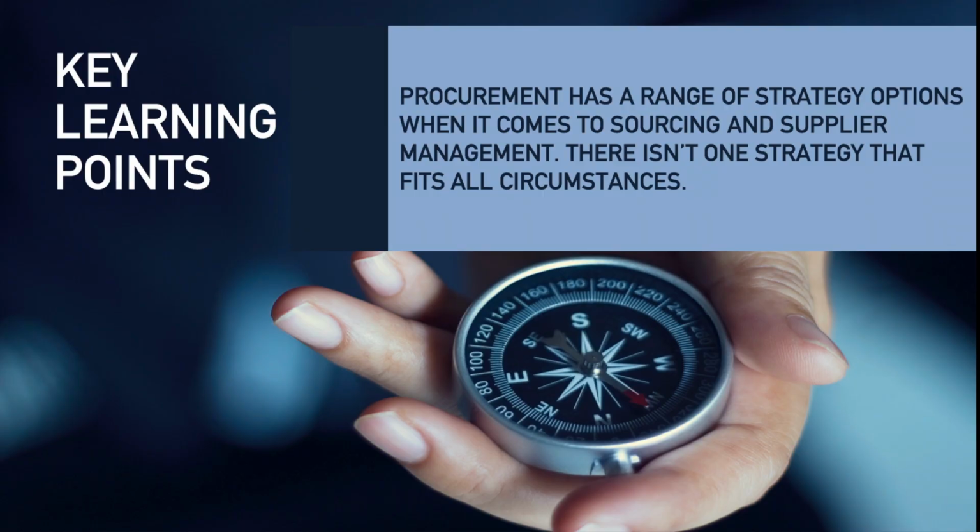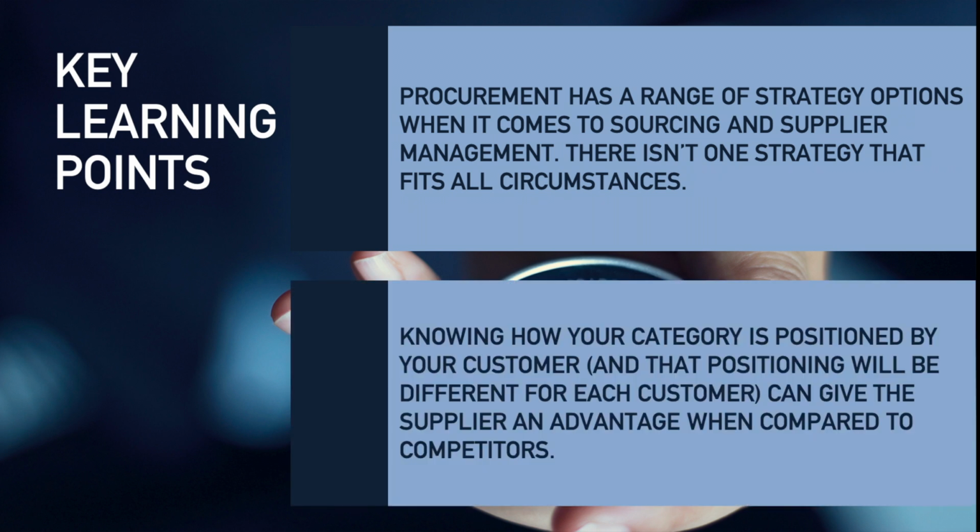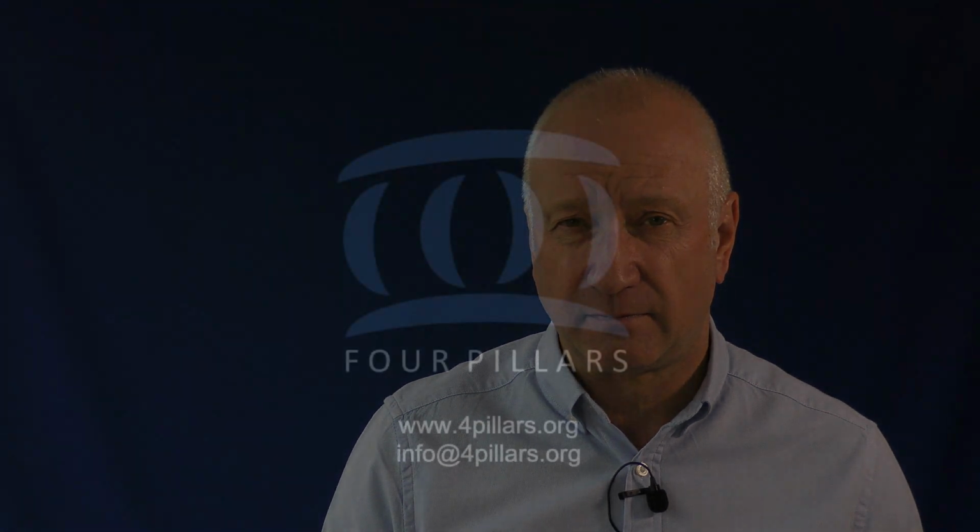However, suppliers can respond with relational and negotiation approaches that better align with their customers' own classification of the categories they support and be more successful. In the next video, I will explain what those strategies could be. In the meantime, things to remember. Firstly, procurement has a range of strategy options when it comes to sourcing and supplier management. There isn't one strategy that fits all circumstances. Knowing how your category is positioned by your customer, and that positioning will be different for each customer, can give the supplier an advantage when compared to a competitor who is oblivious to procurement's professional methods.